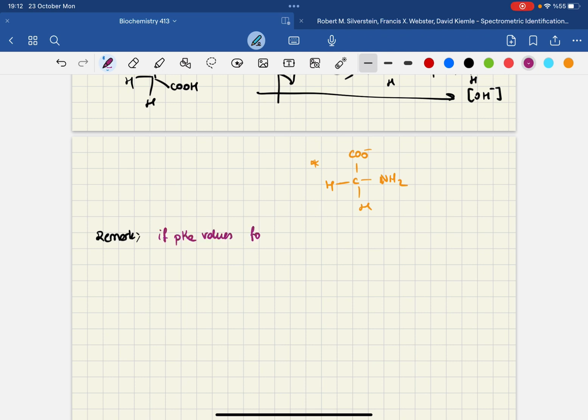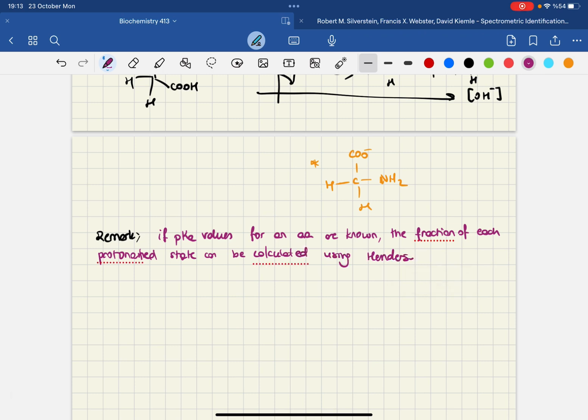If pKa values for an amino acid are known, the fractions of each protonated state can be calculated using the Henderson-Hasselbalch equation. So what does that mean?